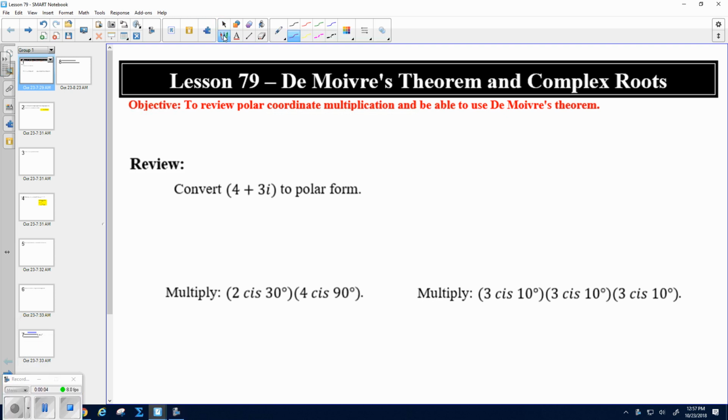Right. Convert 4 plus 3i to polar form. So first thing you need to know is this is a plus bi. What kind of form is this? Rectangular. All right, it is rectangular. Now, it's also imaginary.